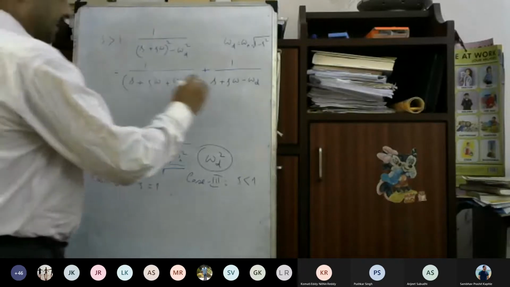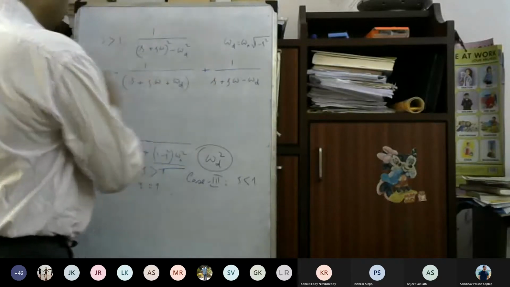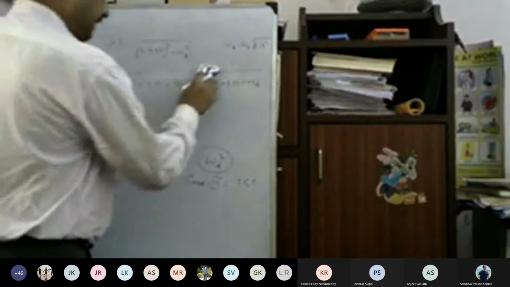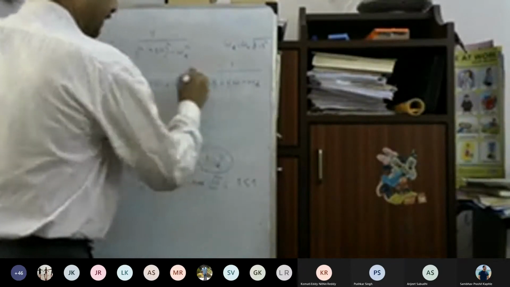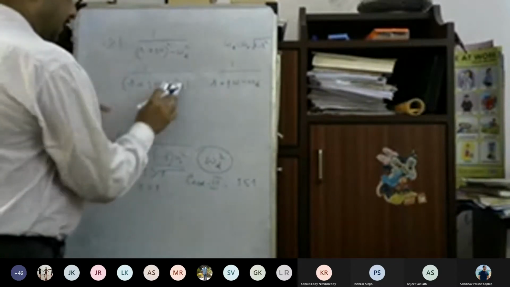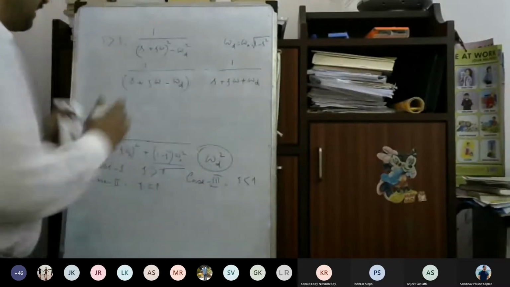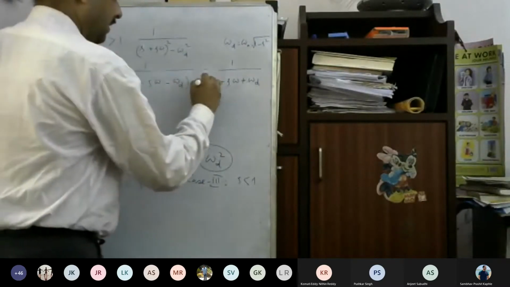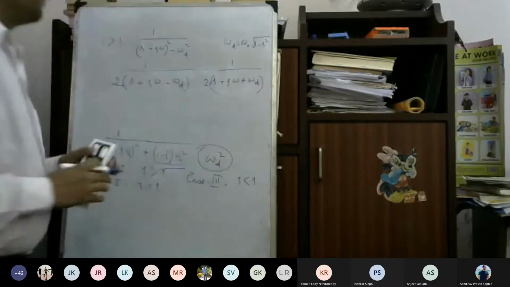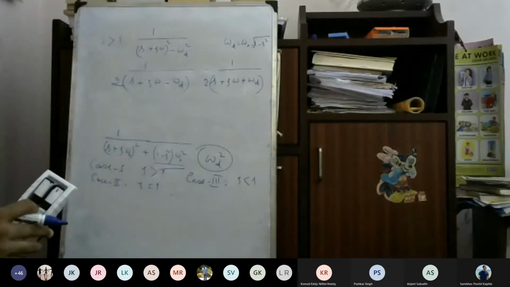Okay, and then here this part will be 1 by 2 omega d, and there will be a negative sign. So this will be minus here and this plus here. Now please check.